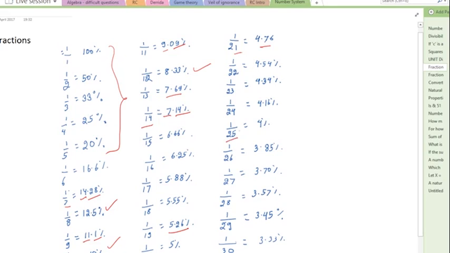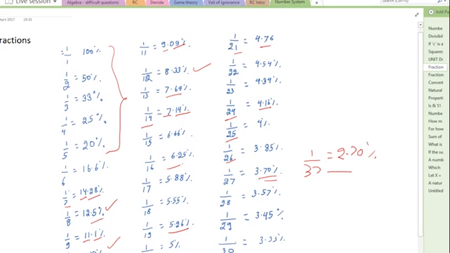Same way with 1 by 25. 1 by 24 is around 0.16 points ahead, 4.16%. 1 by 26 is around 0.15 points behind, which is 3.85%. 1 by 27 is 3.7%, and 1 by 37 is actually 2.7%. So this helps memorize this. So this way, hopefully you got some part.